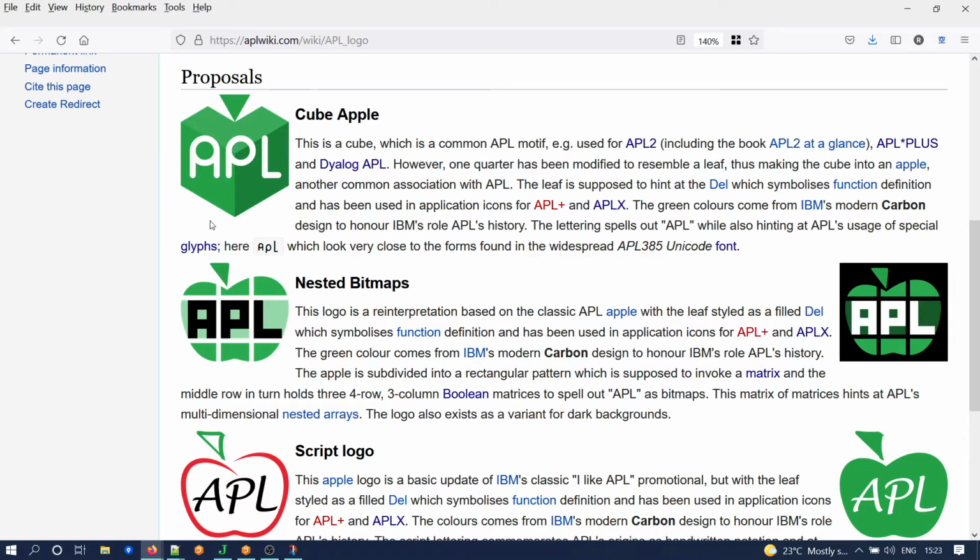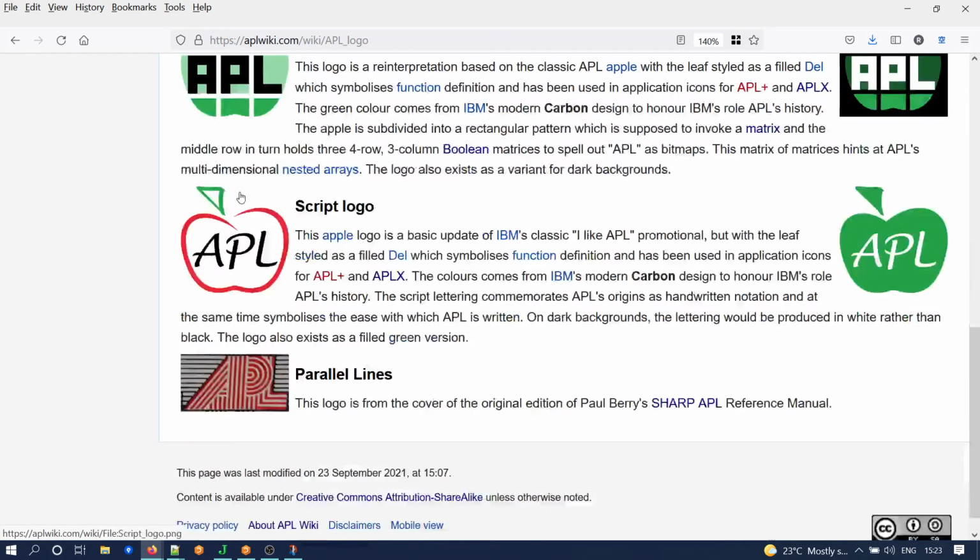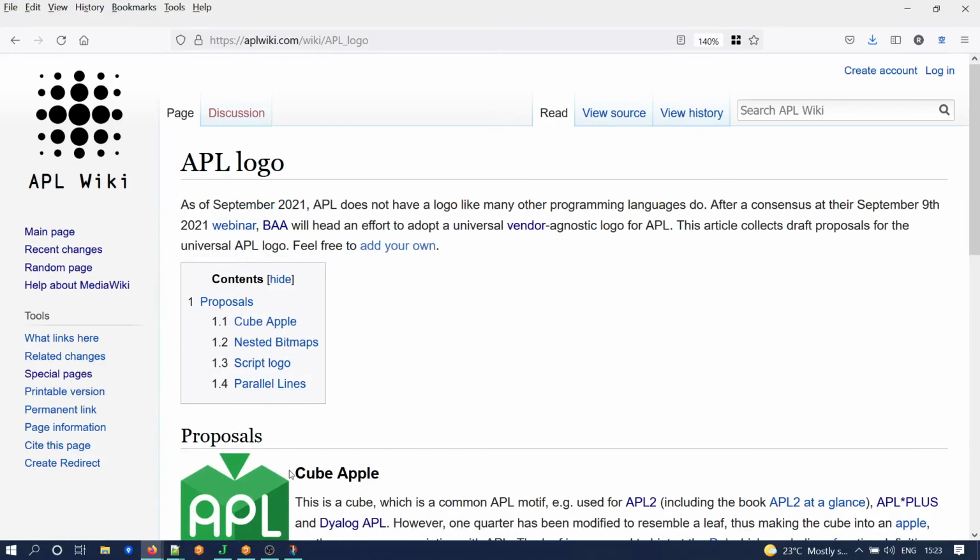Other than that, I'm allowed to give a personal opinion. I quite like this sort of cube one at the minute. But I don't really have the strongest opinions. Anyway, so that's enough rambling about the logo. Let's talk about Conor's solutions.